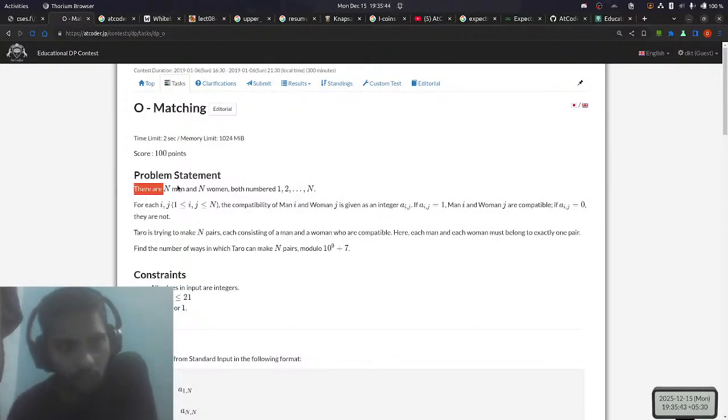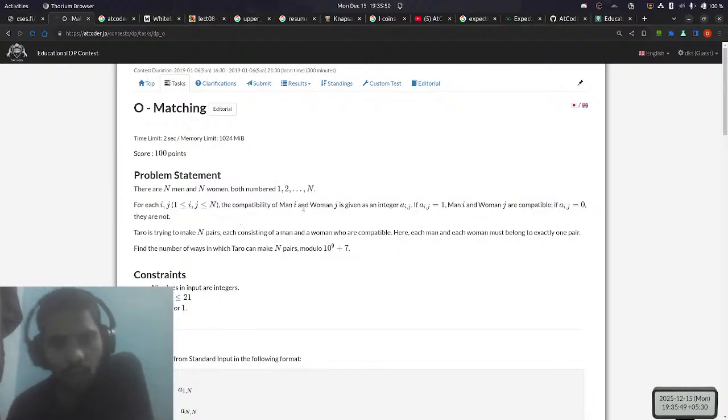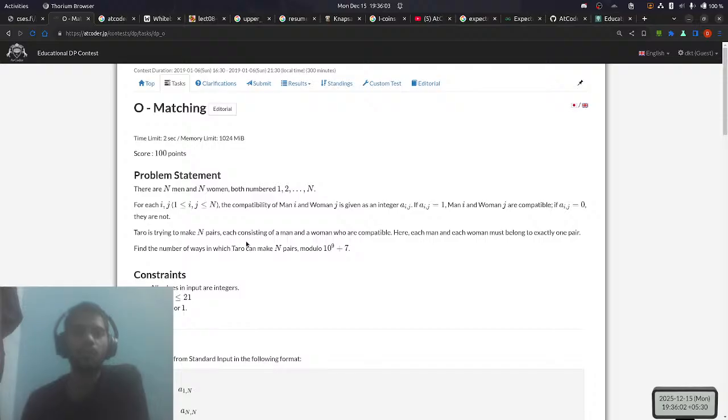Matching. There are n men and n women, both numbered 1 to n. For each ij, the compatibility of man I and woman j is given as integer aij. If aij is 1, man I and woman j are compatible. If not, they are not. Taro is trying to make n pairs, each consisting of a man and a woman who are compatible. Here, each man and each woman must belong to exactly one pair. Find the number of ways in which Taro can make n pairs.